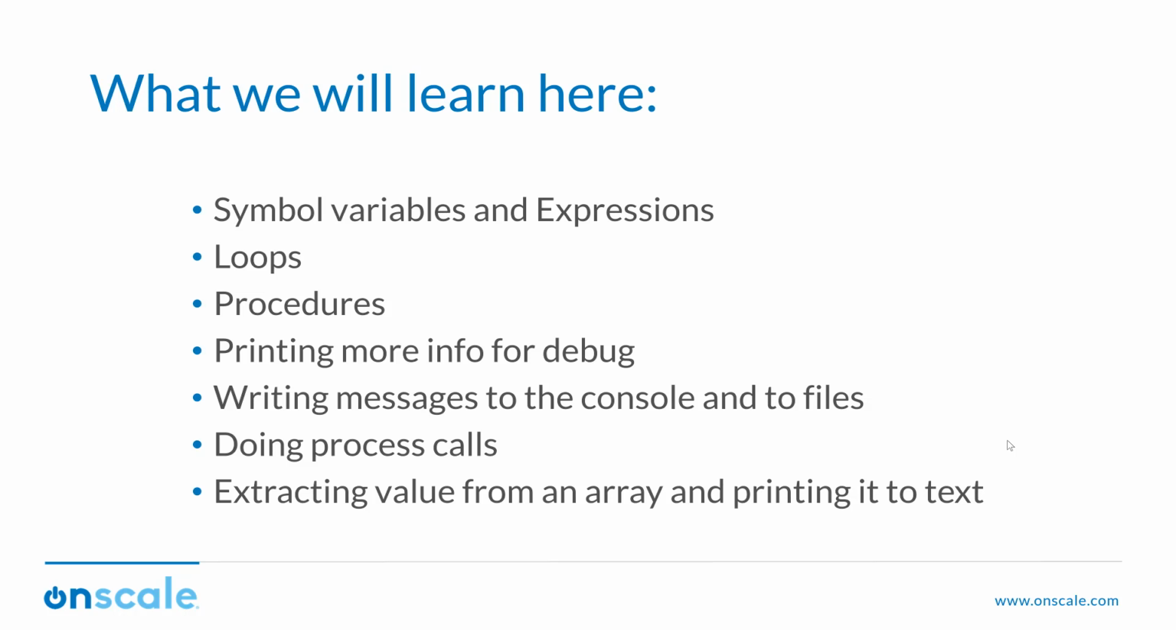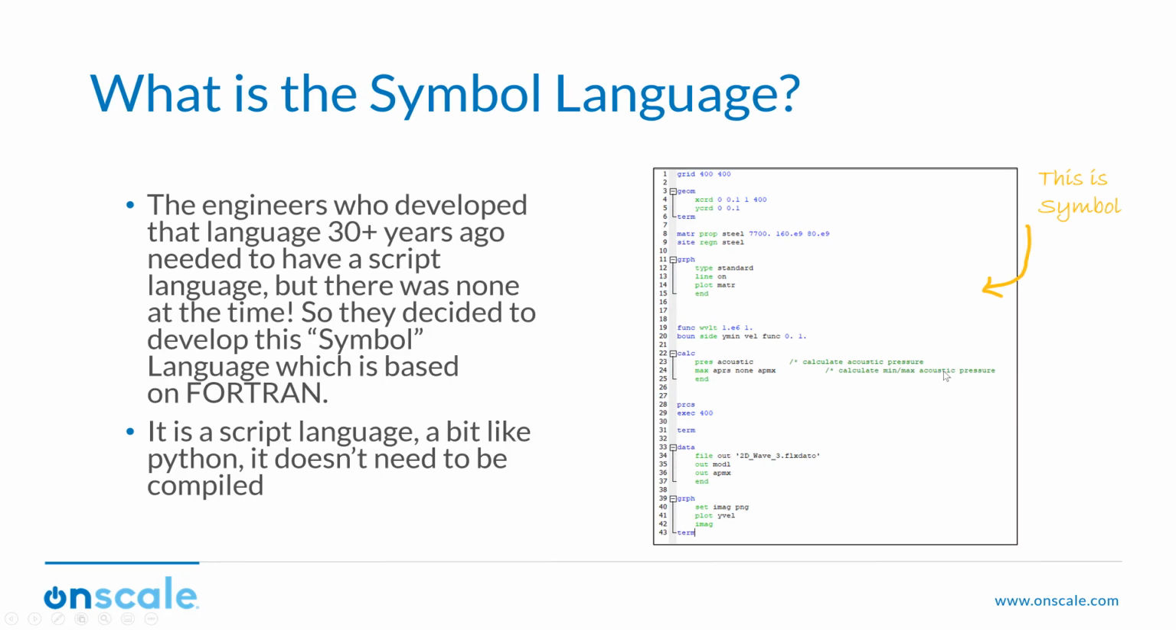We'll talk about what symbol is and how you can use it to build some very simple code. We'll talk about loops, procedures, and how to print more information into your console or into files. Everything I'll be talking about here is very important information if you're serious about learning how to write scripting in OnScale Analyst. So let's start with what symbol actually is.